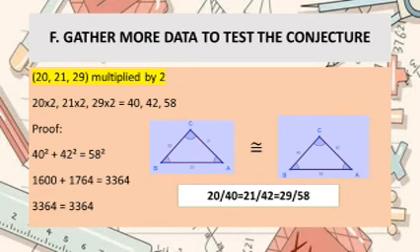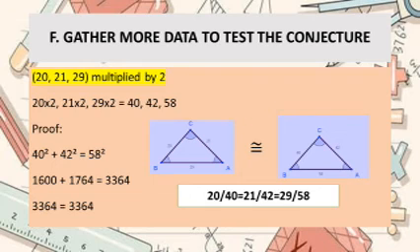Gather more data to test the conjecture. To test the conjecture, let's take a look at the given examples. As we learned in the previous presentation, the results of Pythagorean triples multiplied by any common numbers are also Pythagorean triples. Look at the Pythagorean triples 20, 21, 29, 7, 24, 25, and 10, 24, 26. They are multiplied by common numbers like 2, 3, and 4. Their results are 40, 42, 58, 21, 72, 75, and 40, 96, 104, which are also Pythagorean triples.